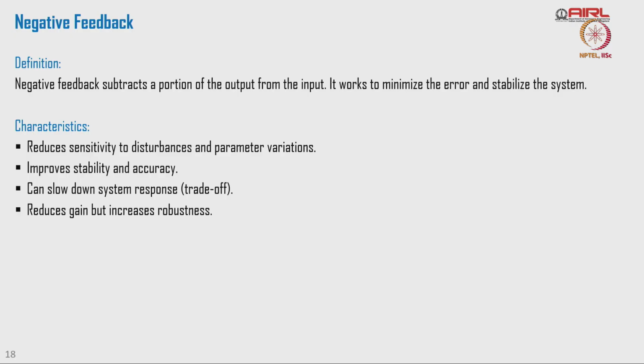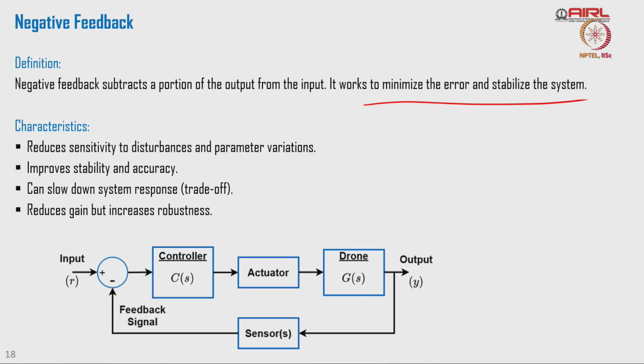Okay. Now, there are two different kinds of feedback mechanism. One is negative feedback. Negative feedback subtracts a portion of the output from the input and it works to minimize error and stabilize the system. Okay. So, this is negative feedback. When the feedback signal comes here and is subtracted from the reference input or desired output, then it is called a negative feedback system.